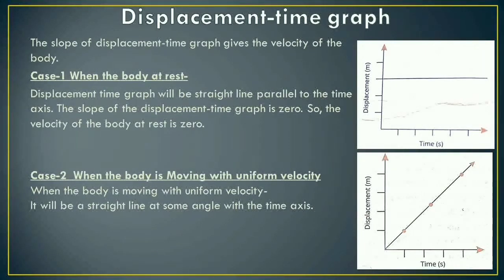You know about that constant or uniform velocity. So you can see in that second graph that the body is moving with uniform velocity. So it will be a straight line at some angle with the time axis.